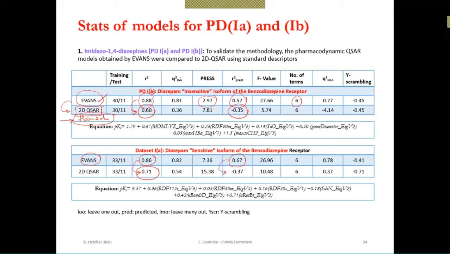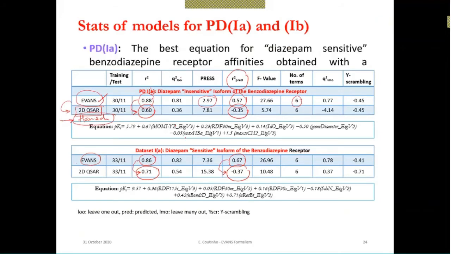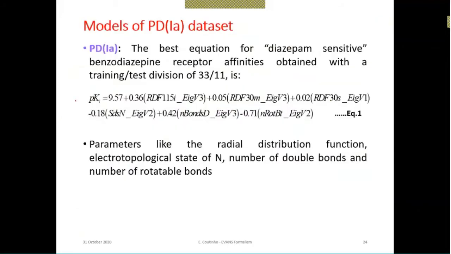The same thing happens with the prediction on an external test set. So let me look at the models. Here is a model for the PKI of these molecules. These molecules are being tested for their affinity for the diazepam sensitive benzodiazepine receptor.